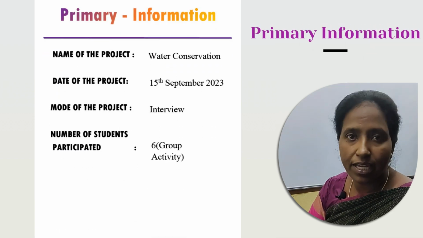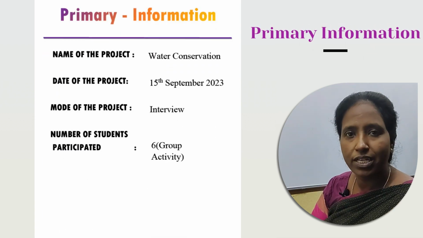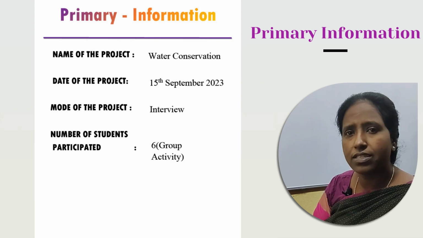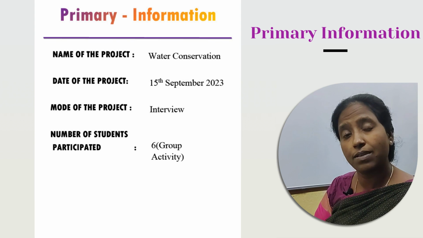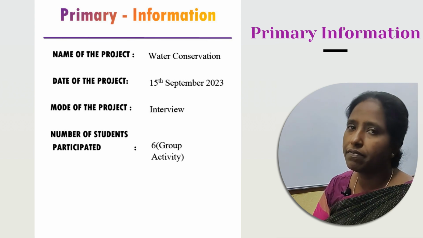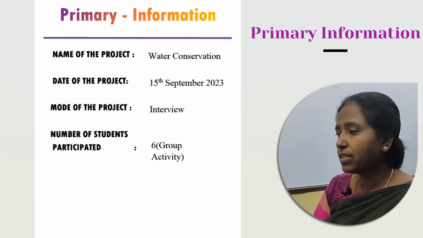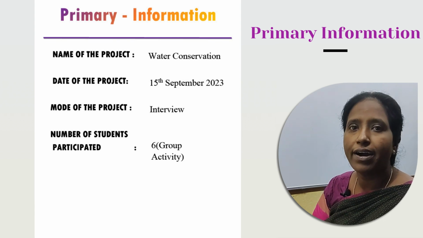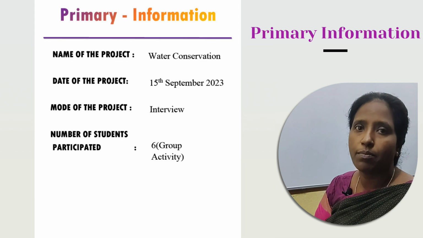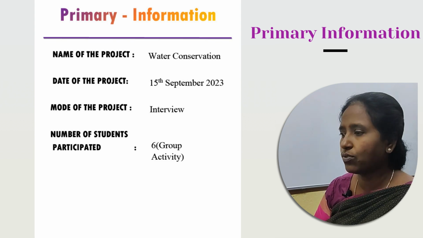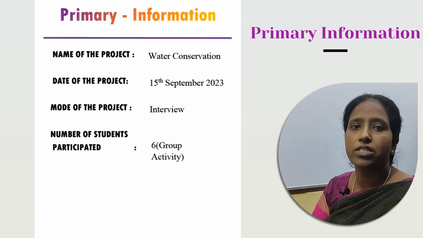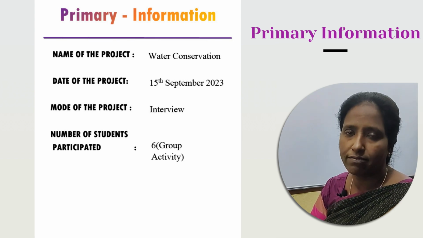Now the primary information. Name of the project: water conservation. Date of the project: 15th September. Since this lesson is in September, you can write any date from September. Mode of the project: interview, because we are going to ask 5 families for the information. This is an interview. Okay, and the next is the number of students participated: 6 students. This is a group activity.